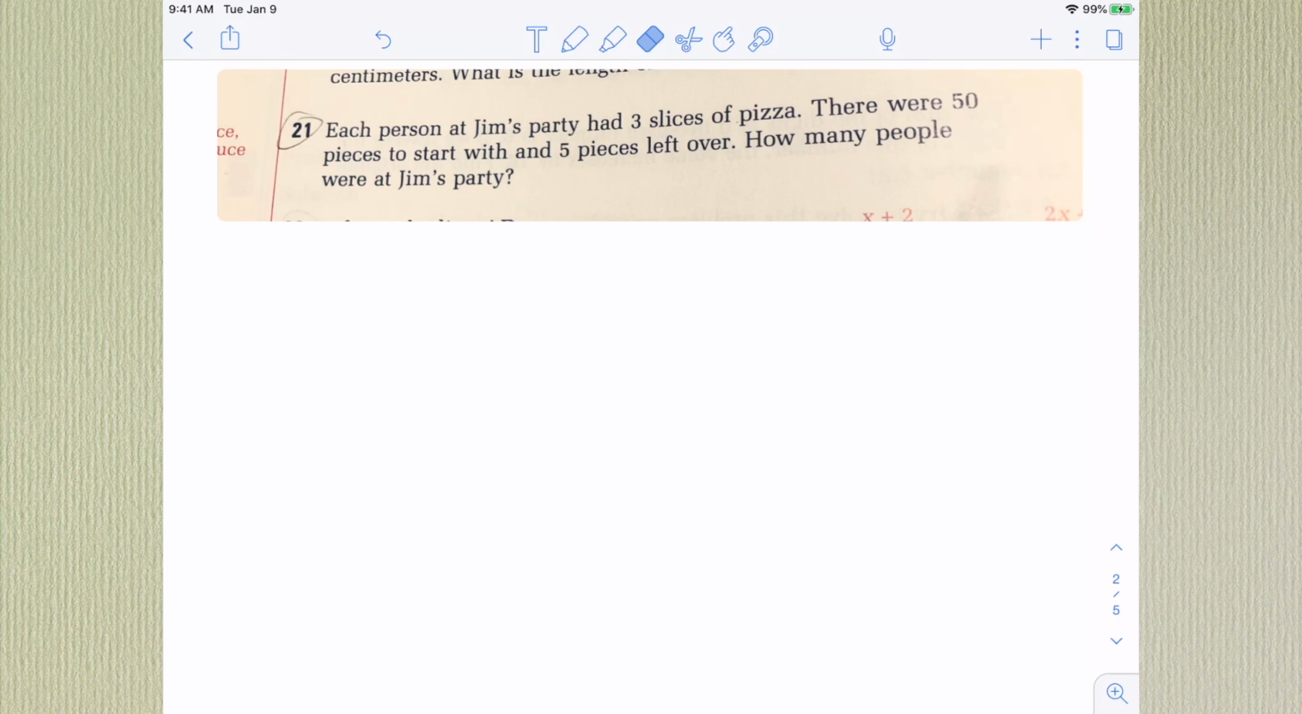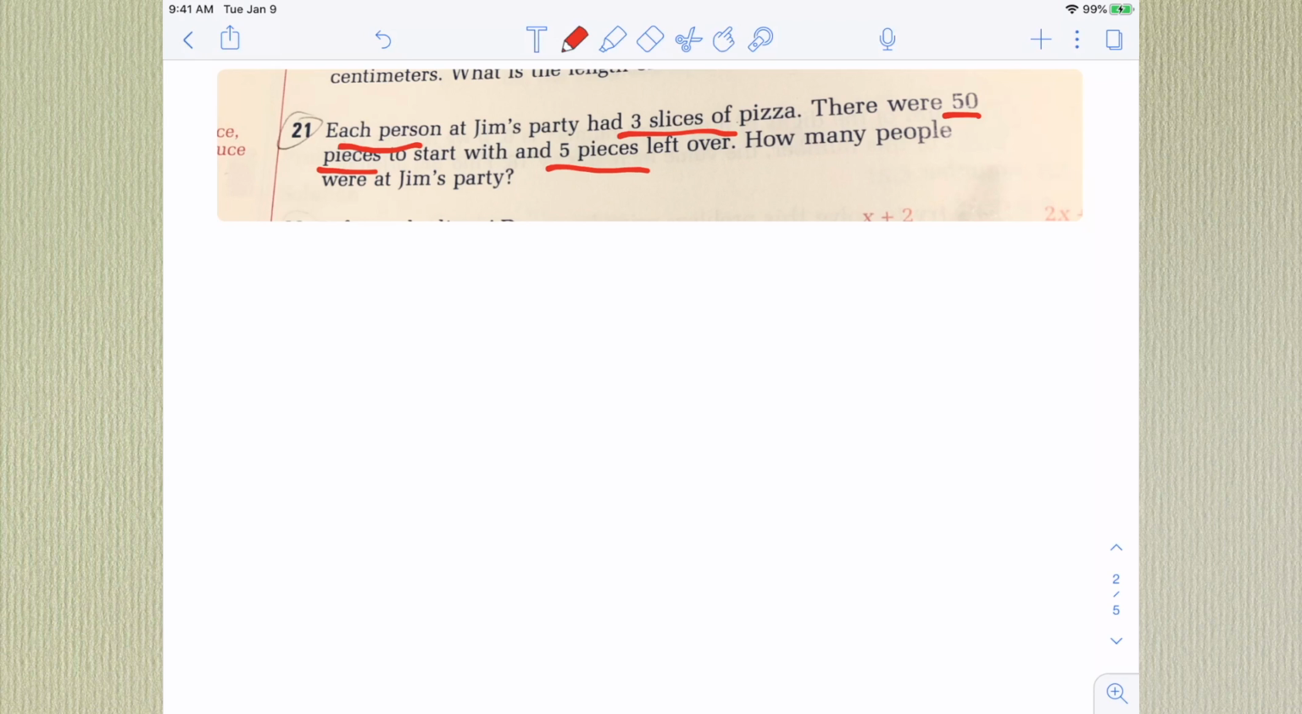What I like to do first, before I even start the problem, is underline all of the important parts. So I would say each person is important, has 3 slices, that's also important. And then you start with 50 pieces and end with 5 pieces. So that's definitely important to go over.